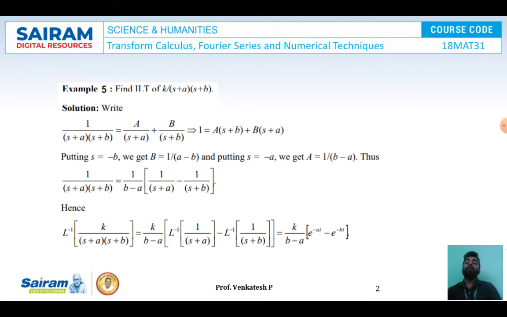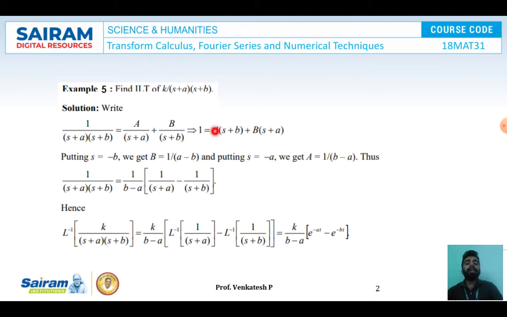That is, 1 by (s plus a) into (s plus b) will be equal to A divided by (s plus a) plus B divided by (s plus b). Now by taking LCM, I am shifting this (s plus a) into (s plus b) to the RHS. So we get A into (s plus b) plus B into (s plus a). After simplifying this, we got the equation 1 is equal to A into (s plus b) plus B into (s plus a). Now our job is to find the values of capital A and capital B.